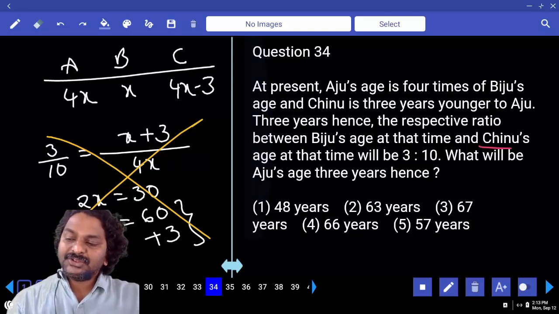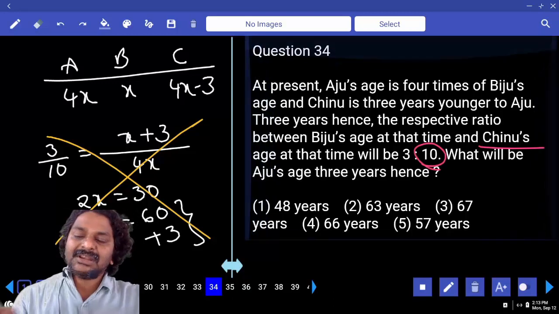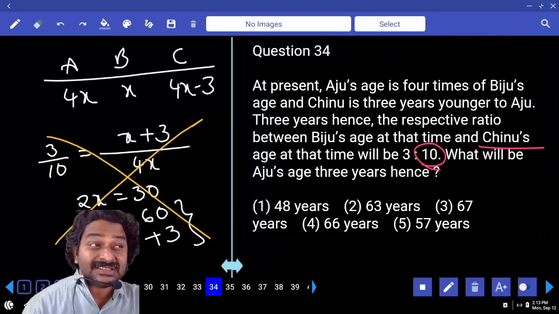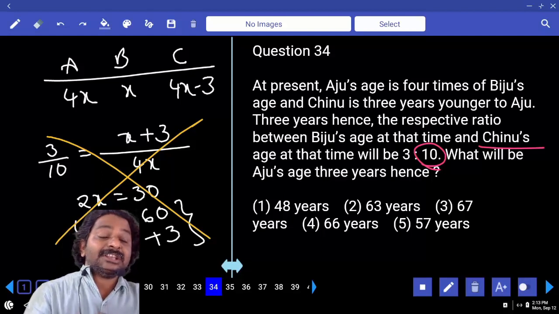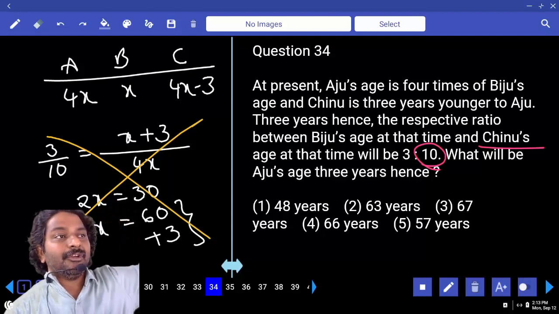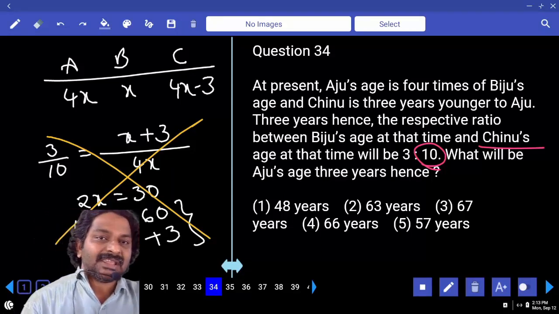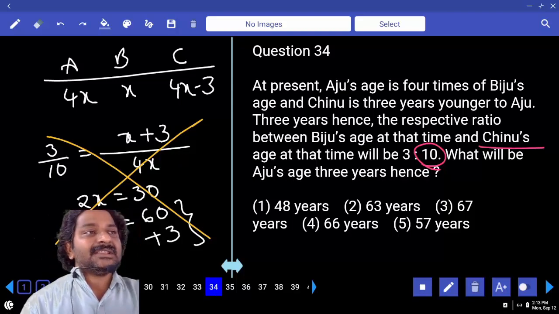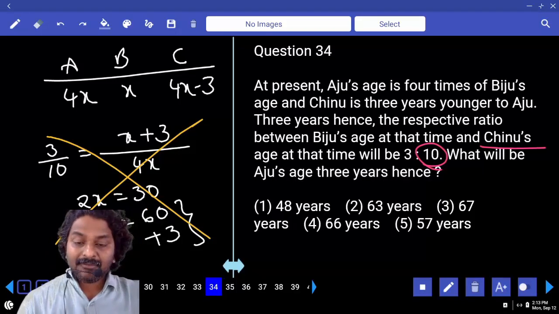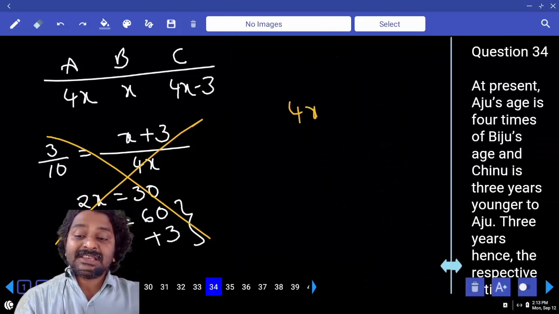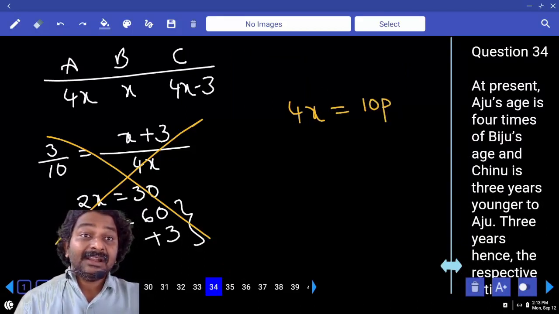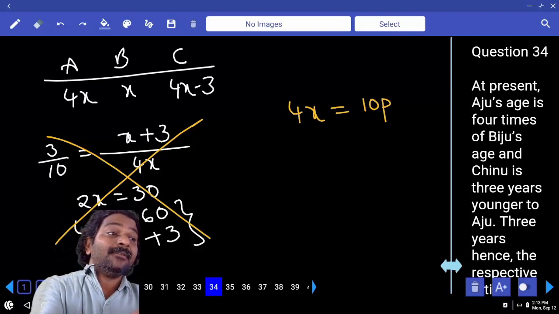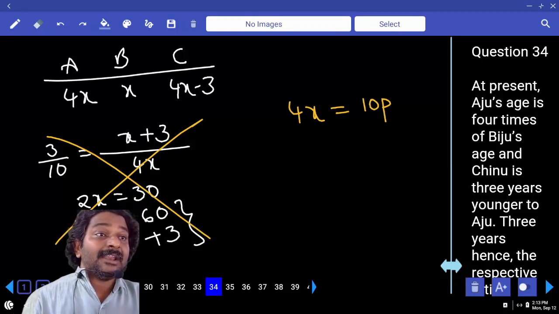Here, Chintu's age is mentioned as 10 parts. After 3 years. What is the present age of Chintu? 4x minus 3, correct? After 3 years, 4x. So 4x is equal to 10 parts, correct? 10 parts should be a multiple of?